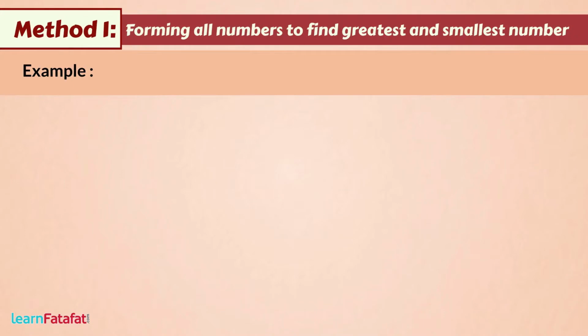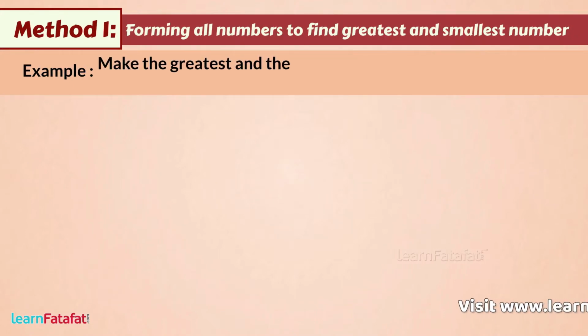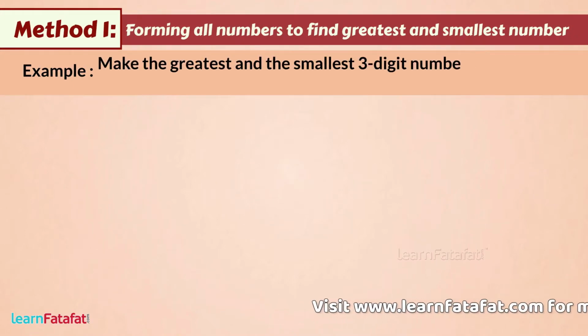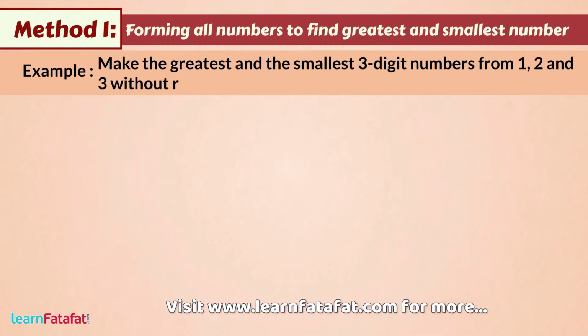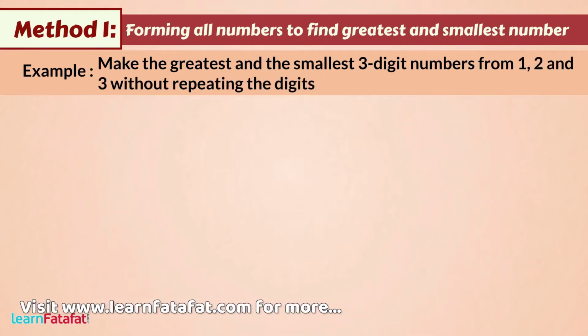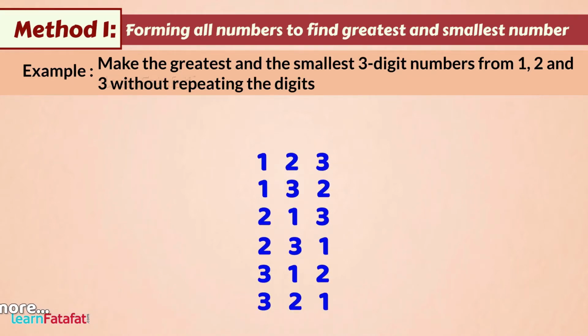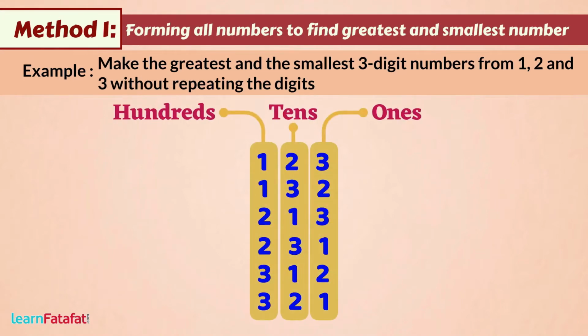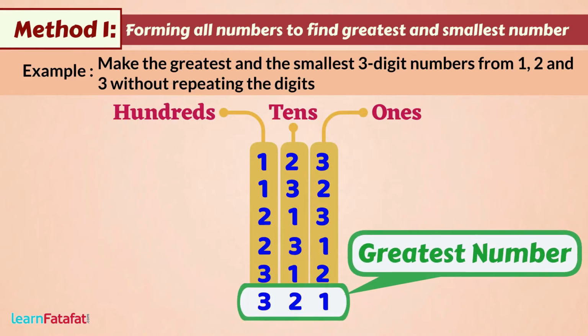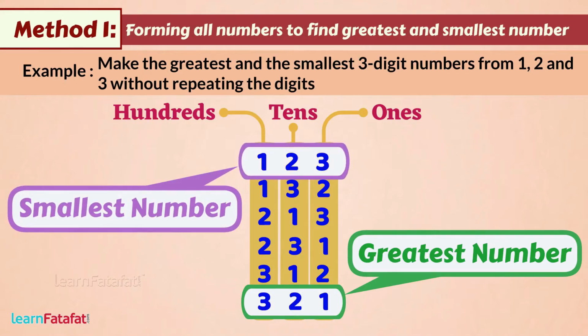Let's take an example. Make the greatest and the smallest 3-digit numbers from 1, 2 and 3 without repeating the digits. Write all the numbers formed from digits 1, 2 and 3. By comparing place values, greatest number is 321 and smallest number is 123. This method is difficult for numbers with 4 or more digits.